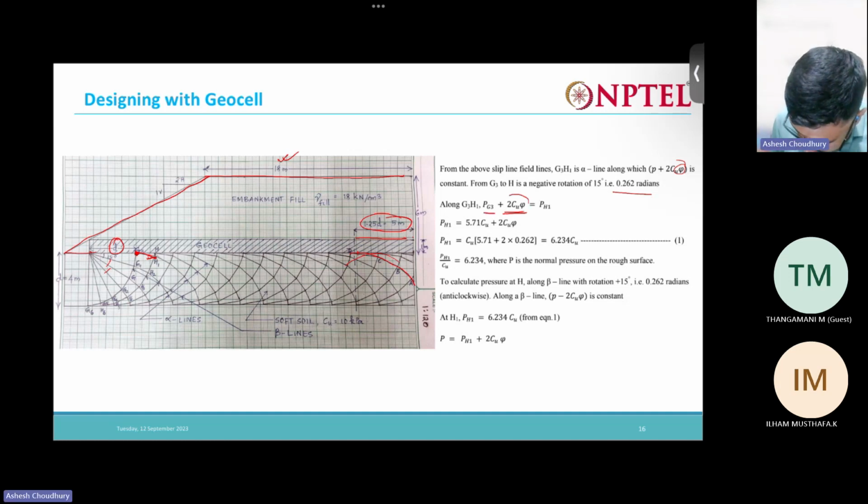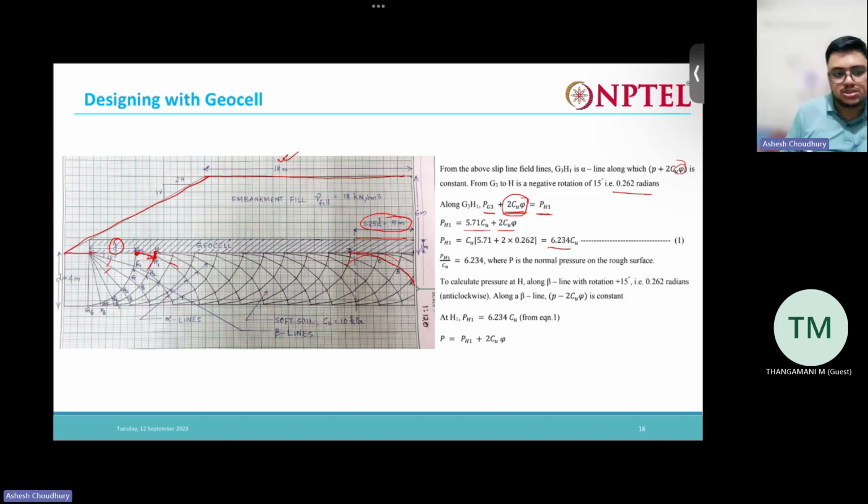To the pressure at G3 you add this much, which gives the pressure at H1. So pressure at H1 is 5.71 Cu plus 2Cu theta, which gives 6.234 Cu. Now we need to get to H. H1 is a little bit below; H is here along this beta line. This is the beta line, this is the alpha line. So along this beta line you have to go up to H.